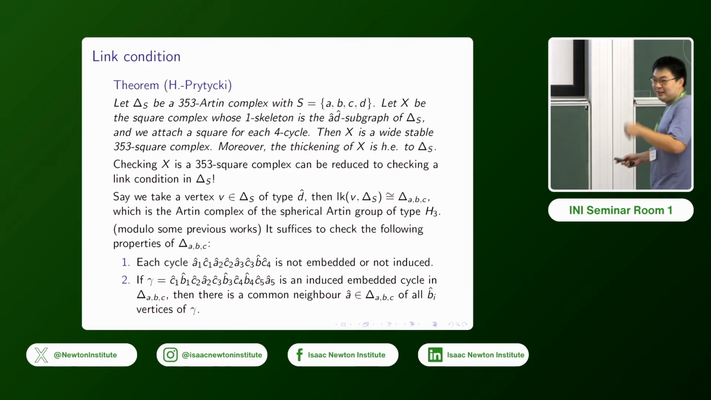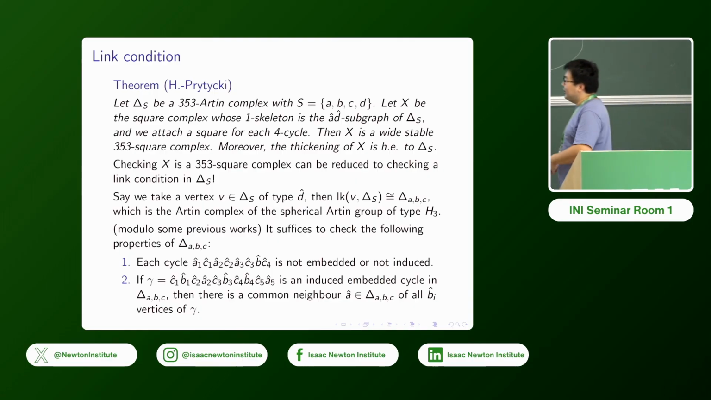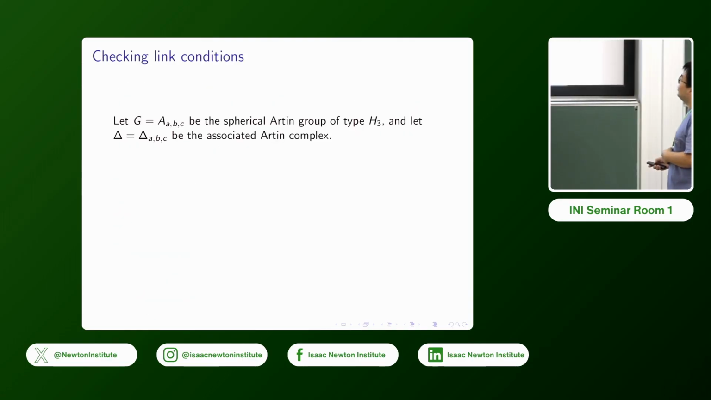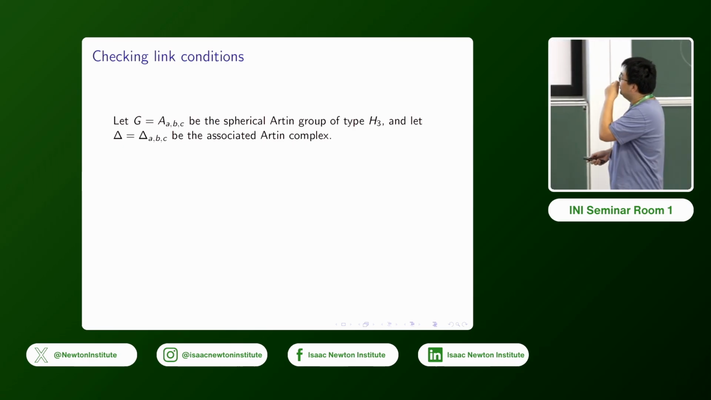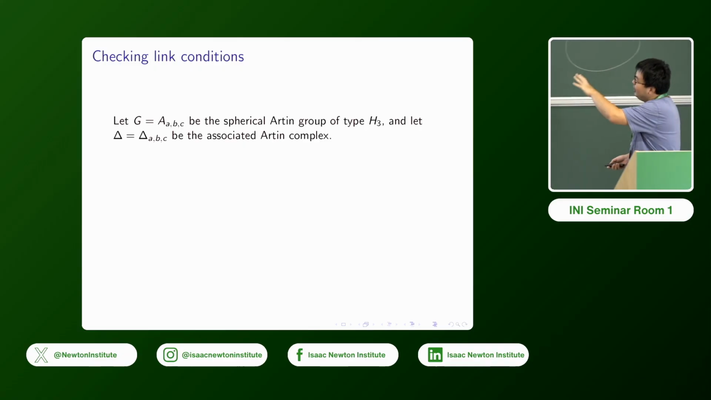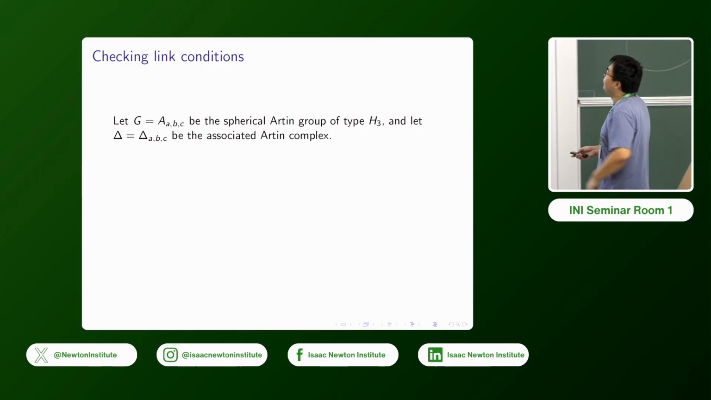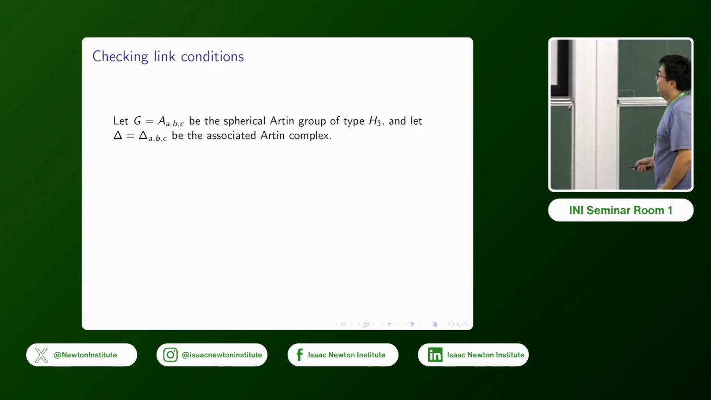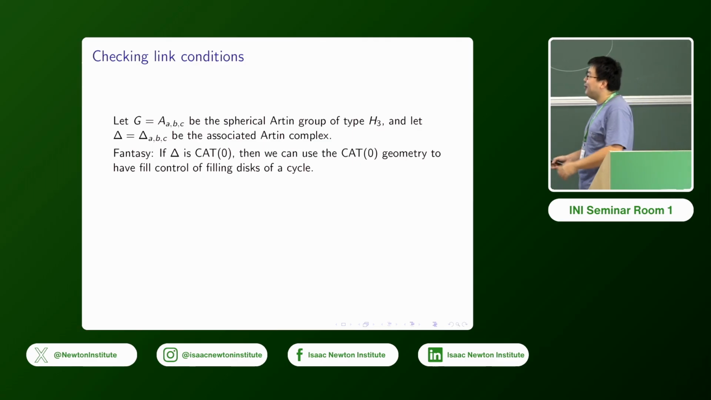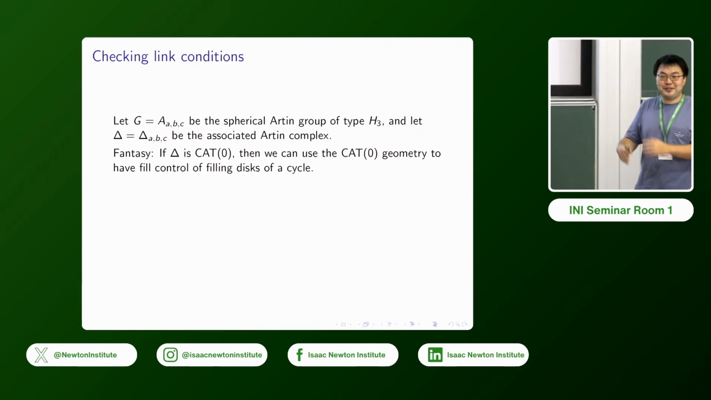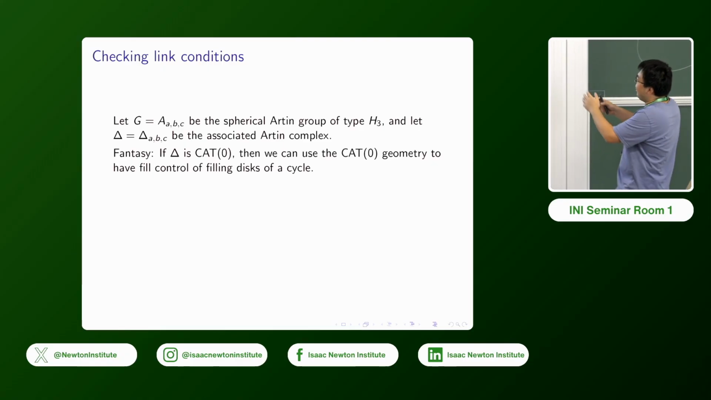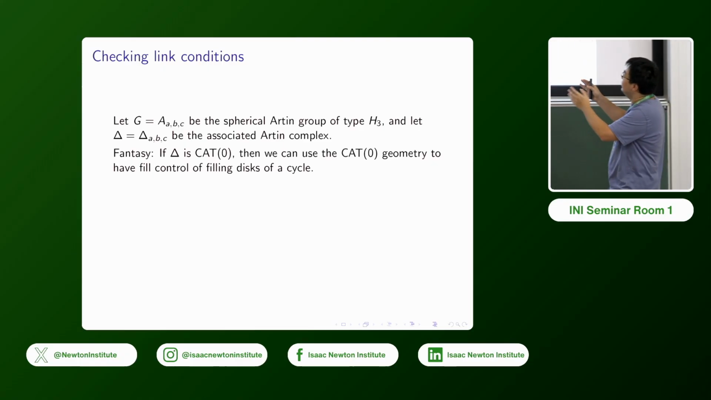So now the next part is I want to explain how to solve this equation, or in other words, how to check the Ning condition. I take this Ning, which is the Artin complex of type H3. The sort of fantasy I have is that suppose this Artin complex is actually Cat0. We can use the Cat0 geometry to have control on the fitness of the cycle, right?